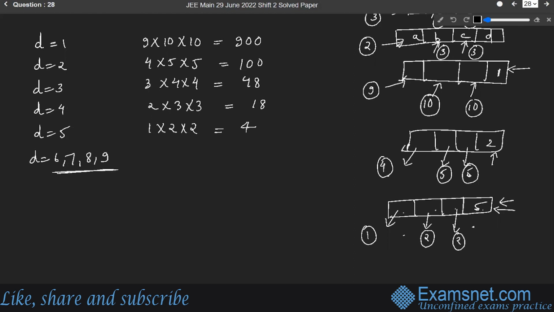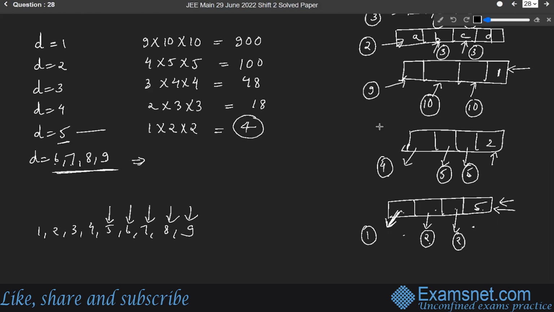Because from the numbers 1, 2, 3, 4, 5, 6, 7, 8 and 9, if we choose 5, then there is only a single number that is divisible by 5. If we choose 6, then also there is a single number. If we choose 7, then also there is a single number. Same for 8 and 9. So in all the cases when D is equal to 6, 7, 8, 9, the value of A will be 1, and the values of B and C will be 2 and 2. All right. So for all these cases, we will have the number as 4.